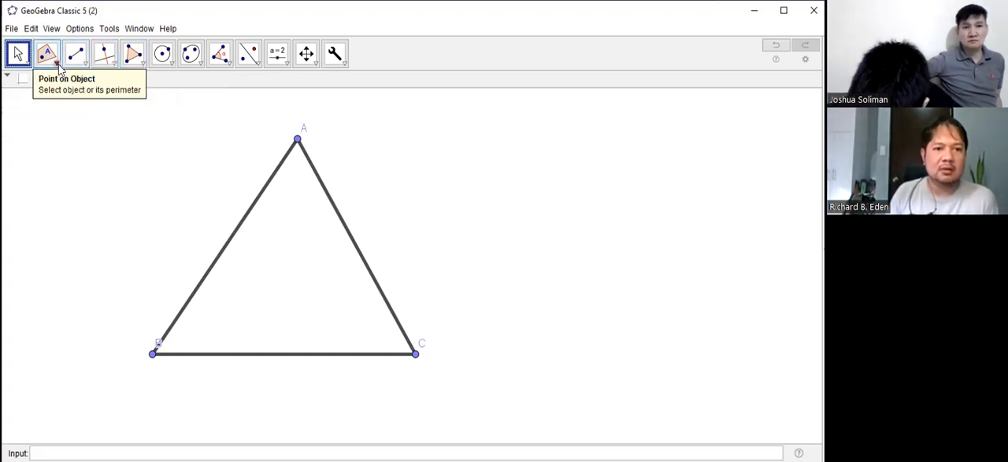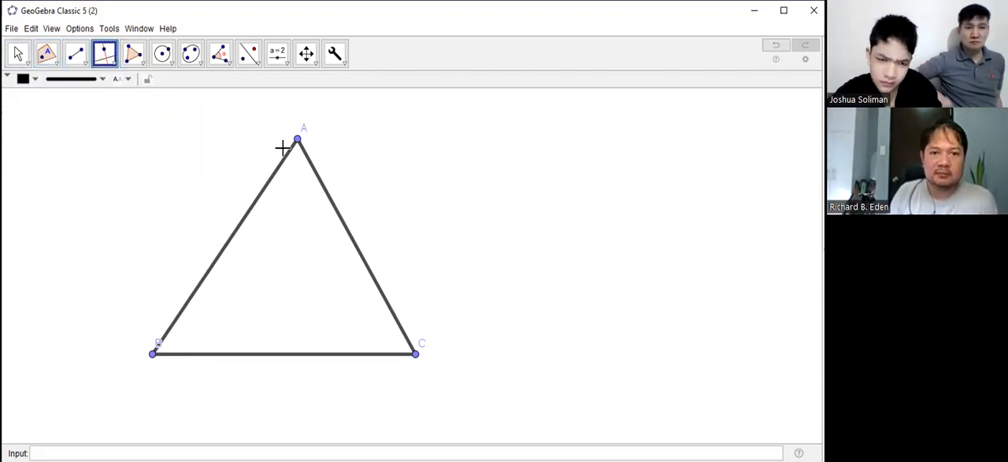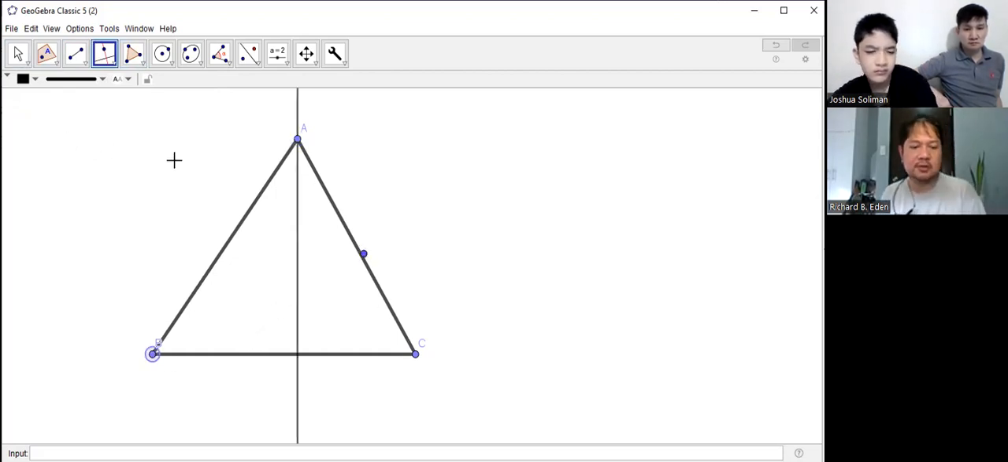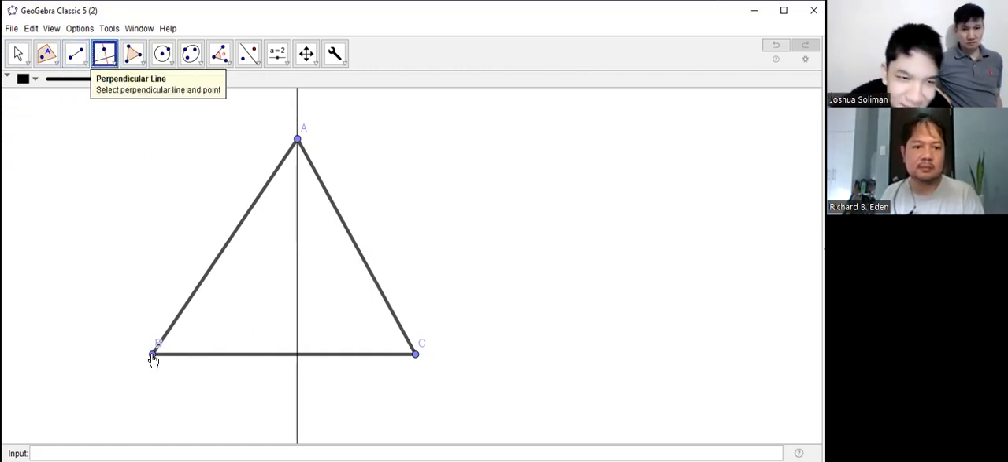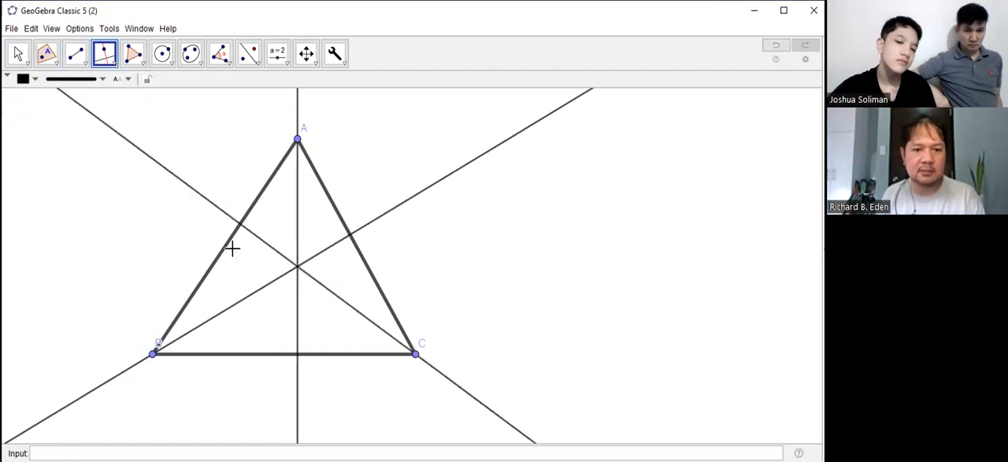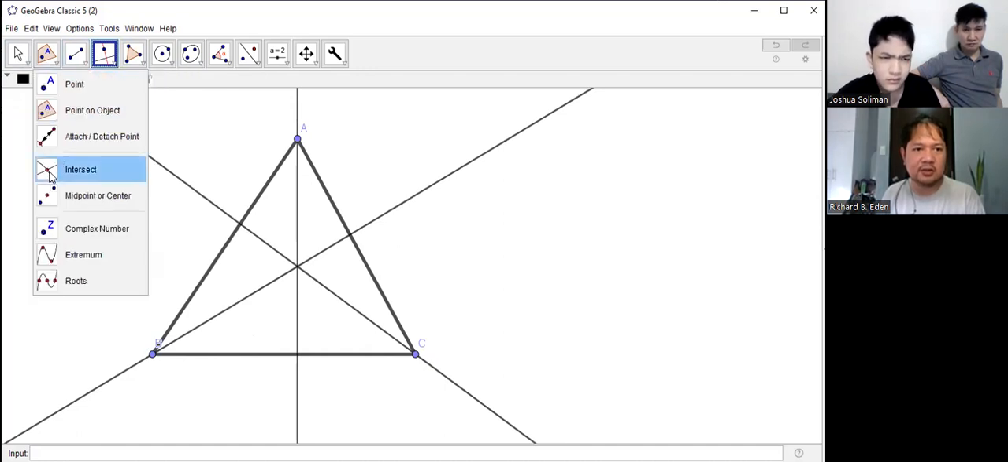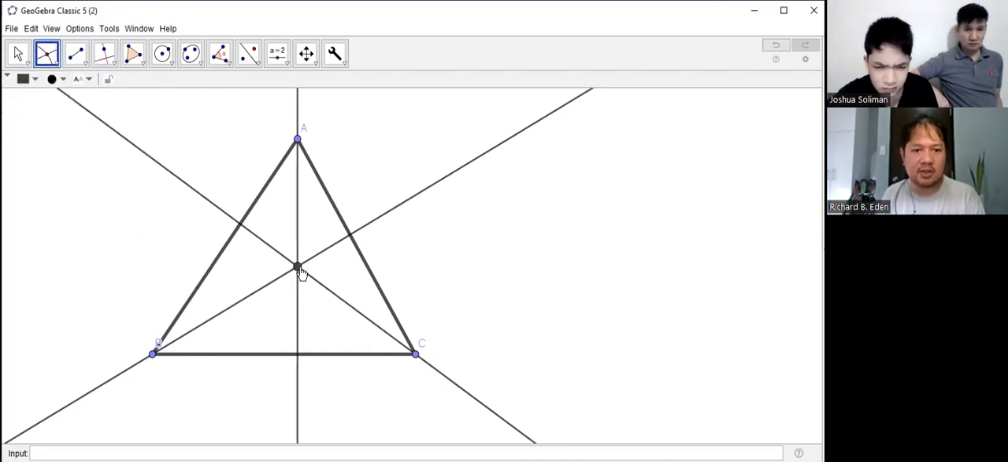Okay, so hold on. The feet of the altitudes first. From A to here, from B to here, and then C to here. Of course, they intersect at the orthocenter, so let's call it H.